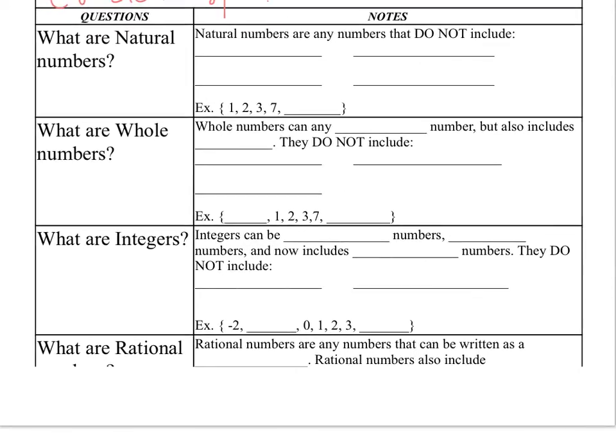And rational numbers has different types of numbers, which the first we'll talk about will be natural numbers. So natural numbers are any numbers that do not include fractions, decimals, negative numbers, or zeros. Okay, and when I think of natural numbers, I usually start thinking about the numbers that I count with.